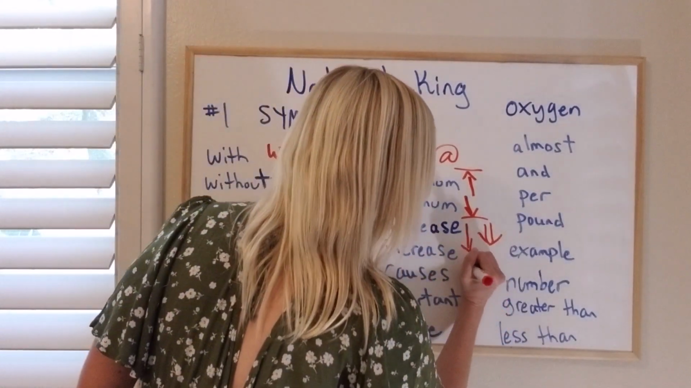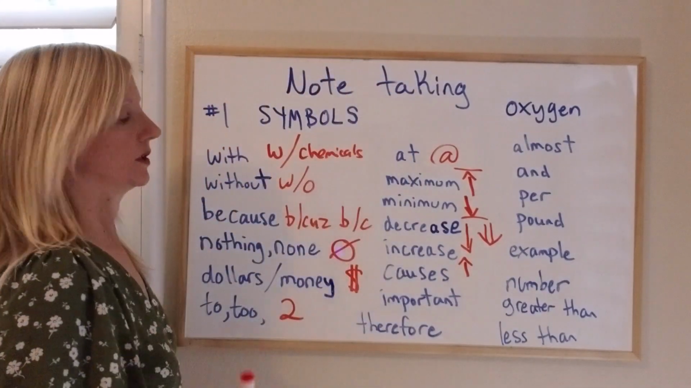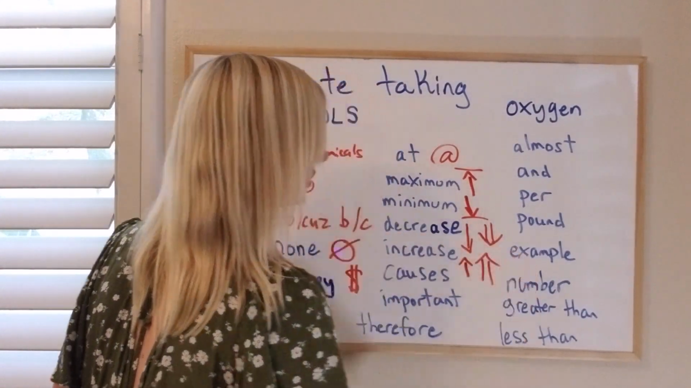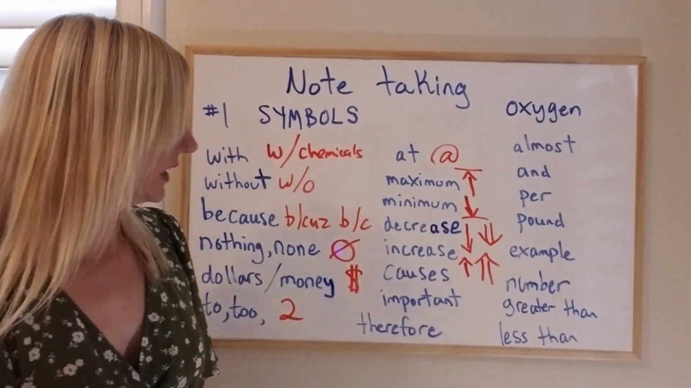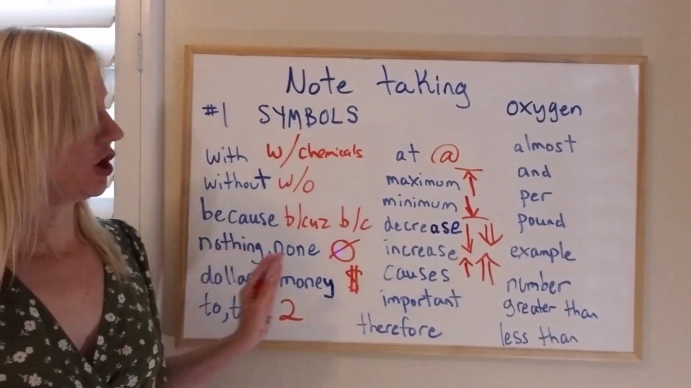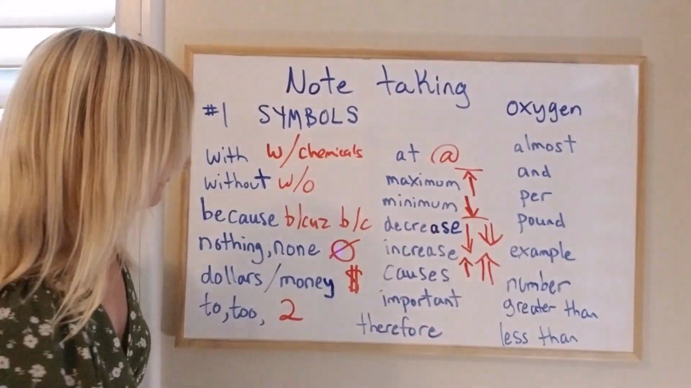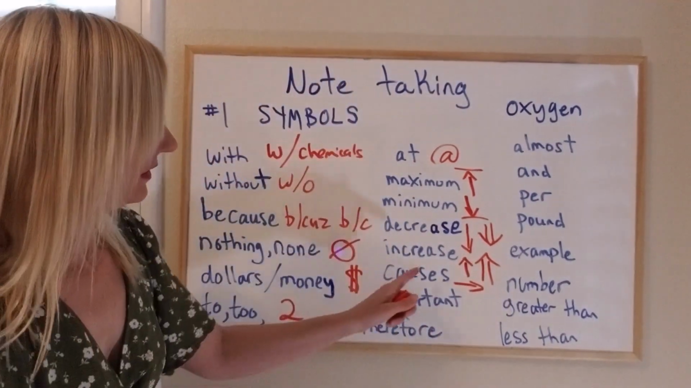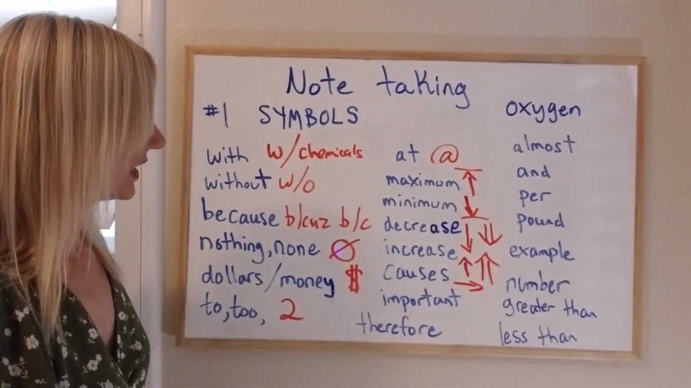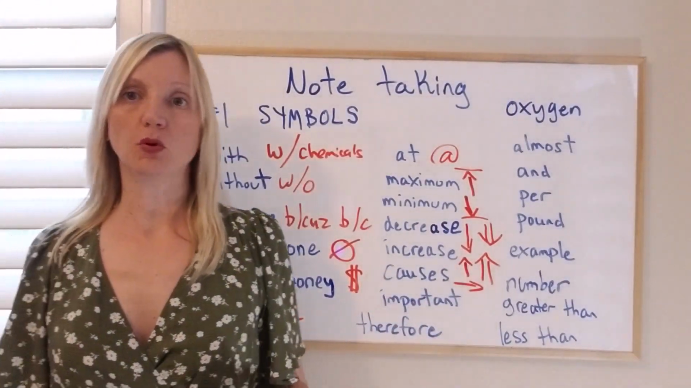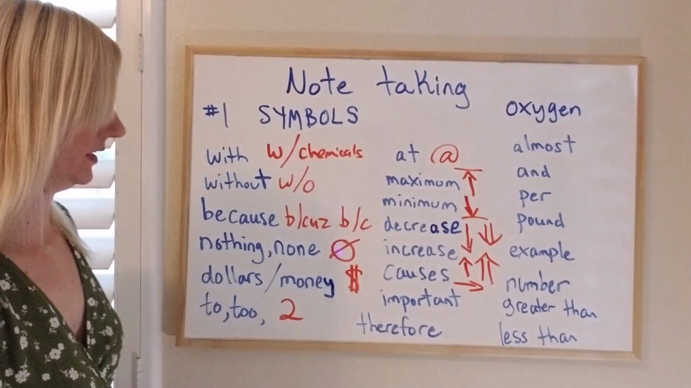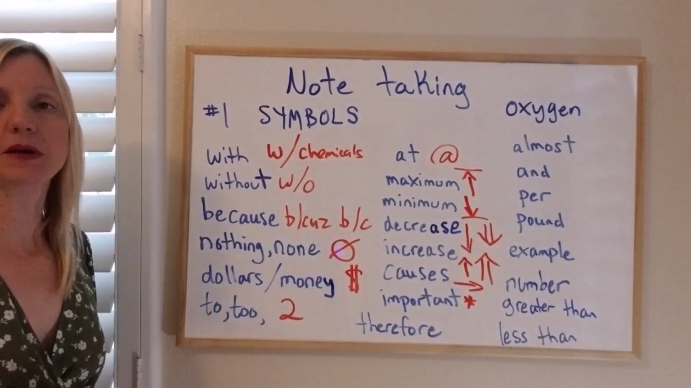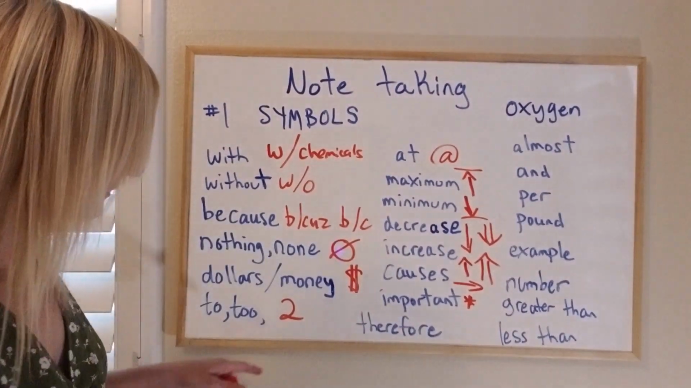Increase, same thing in reverse. 1 arrow goes up for the professor just saying there was an increase. 2 lines if it's a huge increase, up. If something causes or results in, I like to do an arrow going forward to show X causes Y. If the professor says this is important or this is significant, I use a little asterisk, it's called. It basically looks like a star.